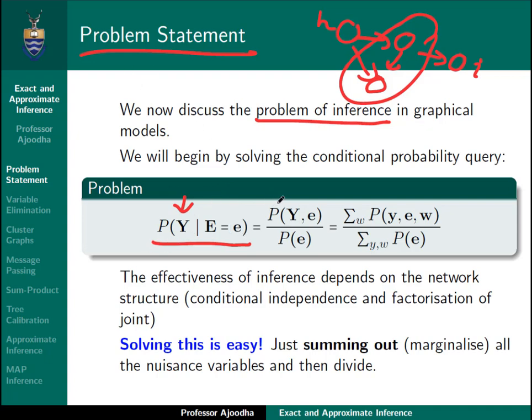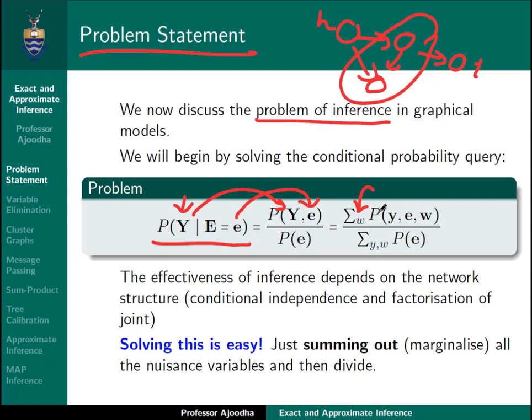What we then do is we say, well, what is the probability of all of the variables given the evidence that you have? So this is the evidence, and this y is all of the variables that you want to calculate it over, and then you divide it by the probability of the evidence. In order to calculate the probability of the subset y and the evidence, you need to sum over all of the nuisance variables that are in your network. So you're summing over w, where w is all of the nuisance variables.